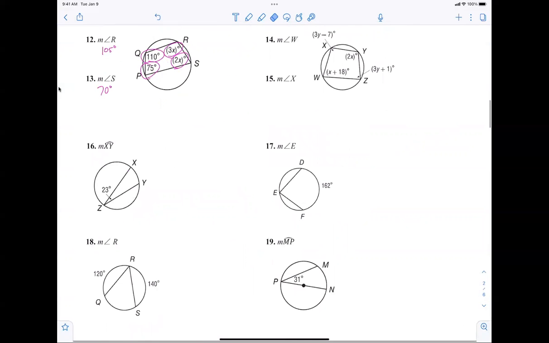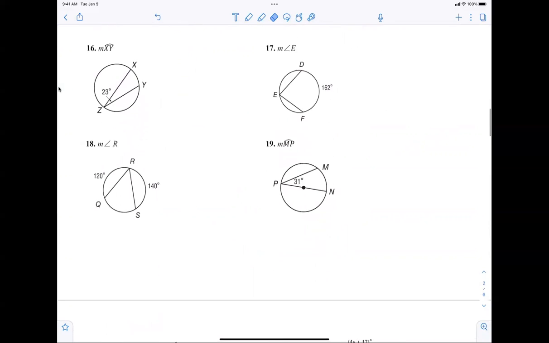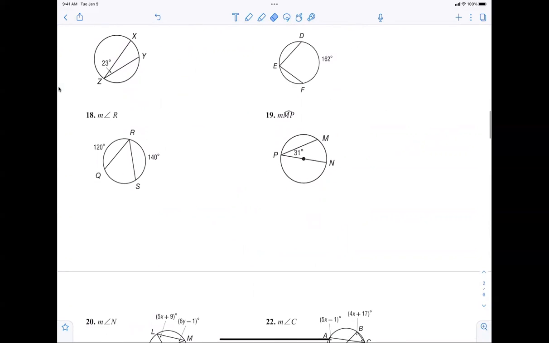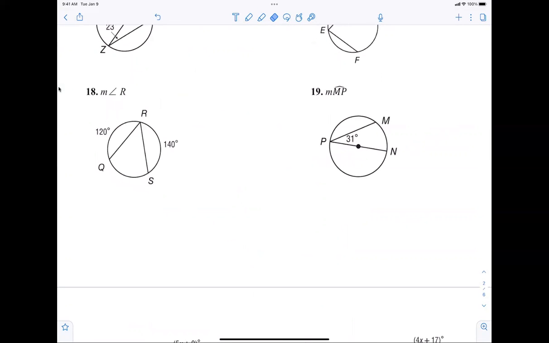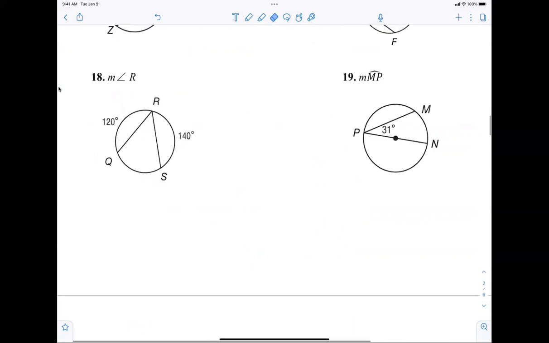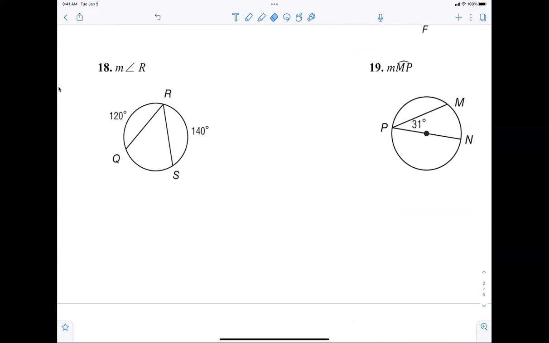All right, I'm pretty happy with that. I don't see anything hard. Okay, let's just get a little wild and crazy. What is the measure of angle R?